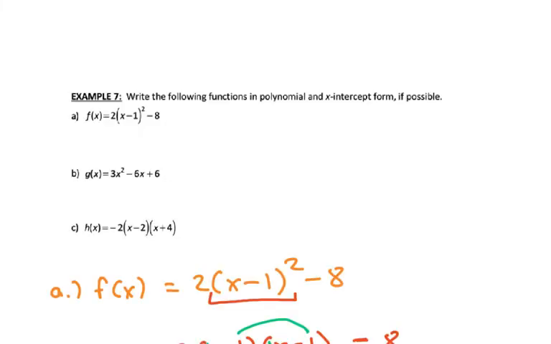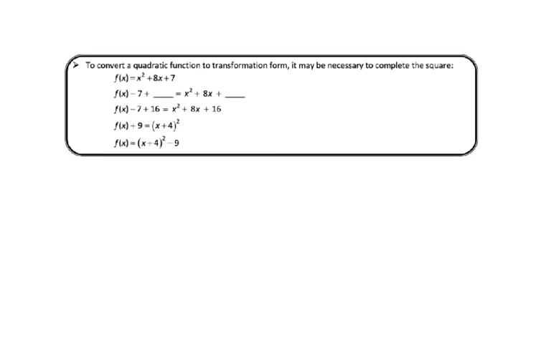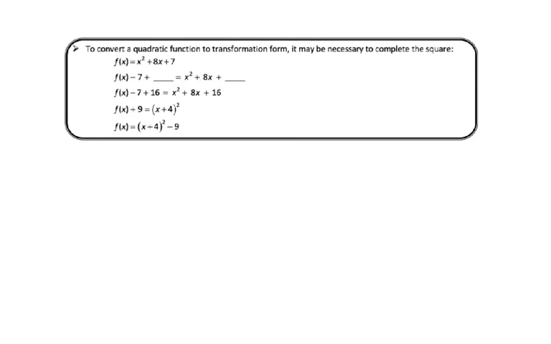Now comes the interesting part. It says to convert a quadratic function to transformation form. Transformation form is a fancy way of saying vertex form. It may be necessary to complete the square. So how do you complete the square? The first thing that's very important when you complete the square is the leading coefficient has to be 1. Where it says x squared, that is actually saying 1x squared, and that has to be the case.